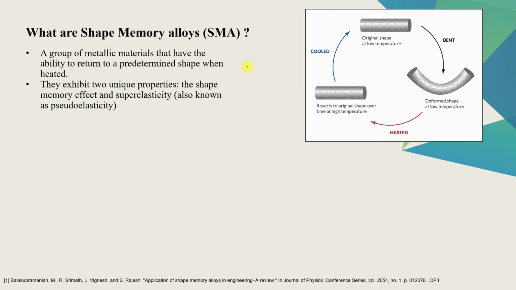First obvious question is, what are shape memory alloys? In simple words, these are metallic materials which you can deform permanently like this, and when this deformed part is heated, it will go back to its original shape. And finally, when you again cool it down, it will not change shape. As you can see, this is a unique phenomenon, and because of this, they exhibit two unique properties. The one is shape memory effect, which we just discussed, and another is super elasticity.